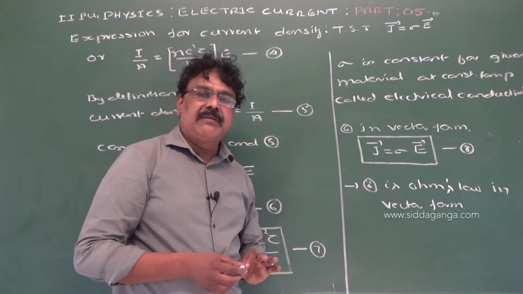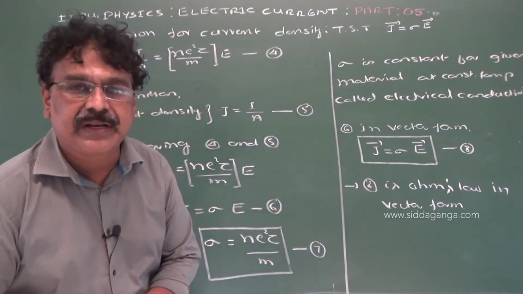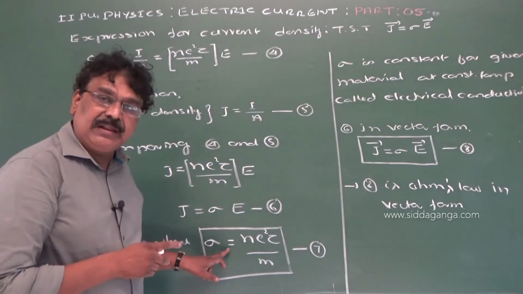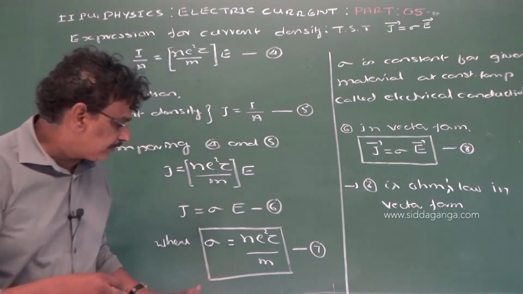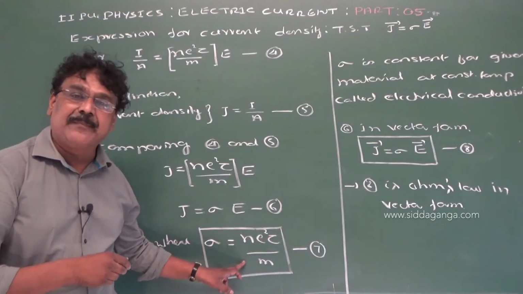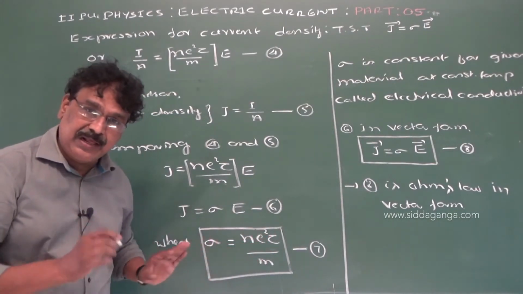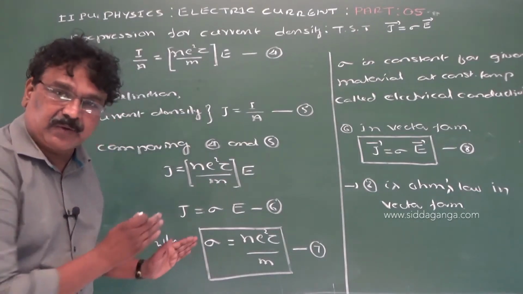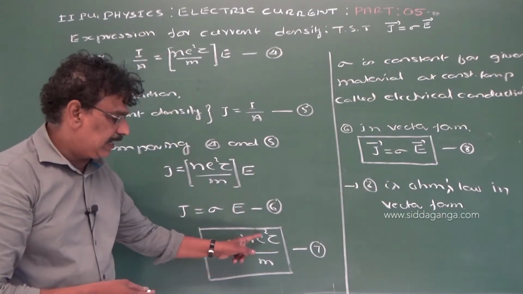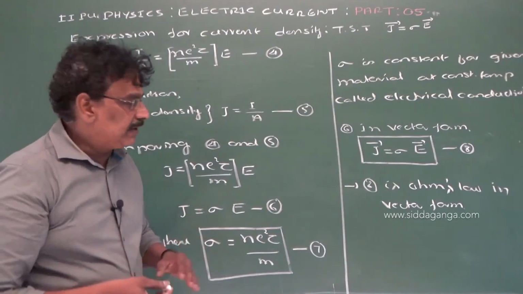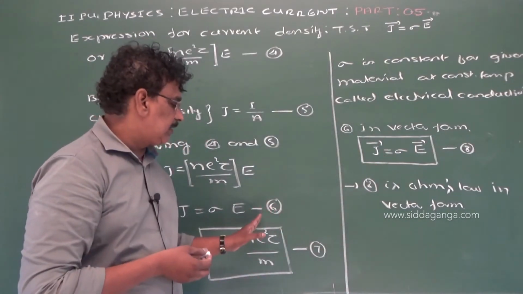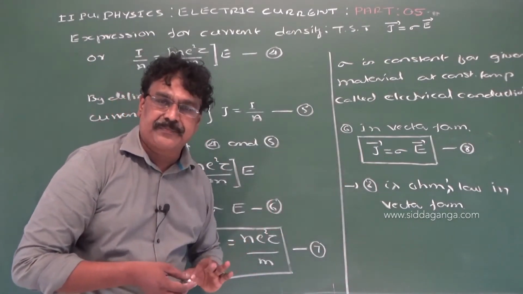So this derivation is generally asked in board examination for 5 marks. The question will be like this: Derive the relation sigma is equal to n e square tau by m, where the symbols have usual notation. In that case, the questions will be direct. You have to derive this equation sigma is equal to n e square tau by m, where we need not arrive at this point. So anyway, after this one, just taking equation 6 in vector form.